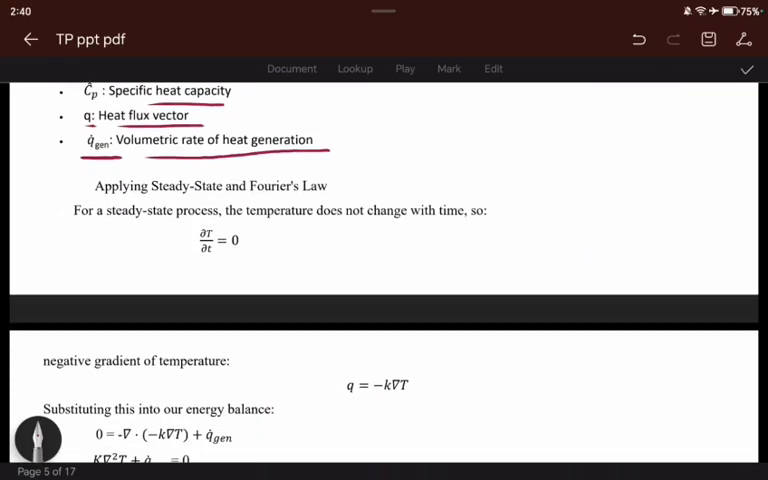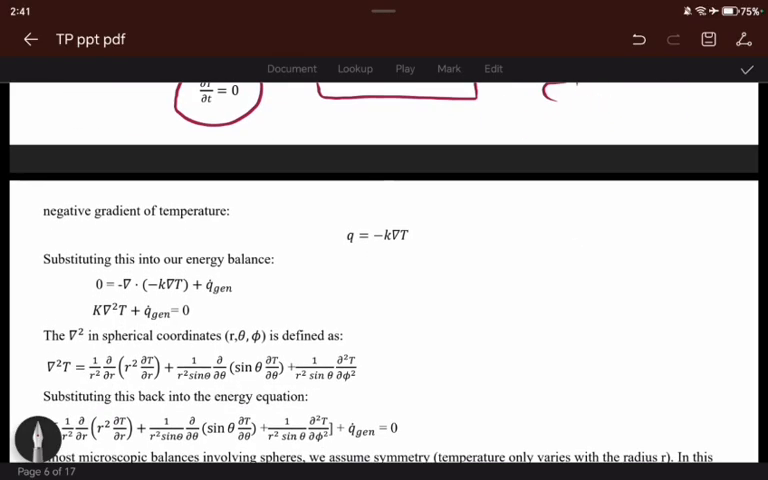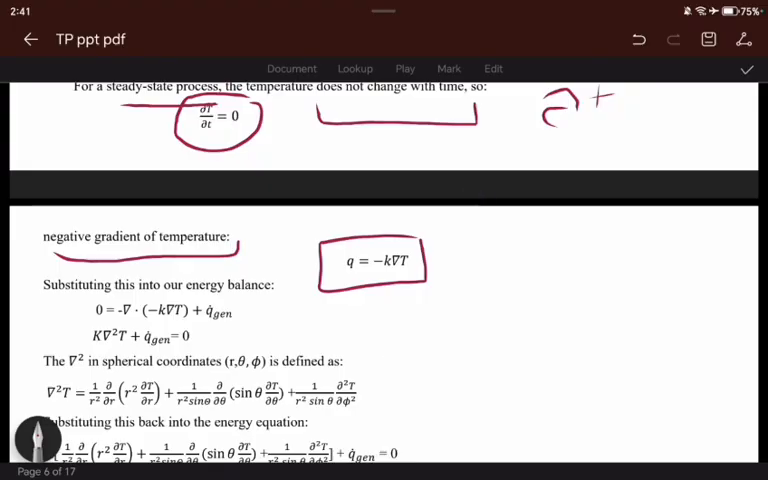Now apply the steady state and Fourier's law. We know that for the steady state process the temperature doesn't change with time, so dT by dt will be 0, as written here. The heat flux, from the negative gradient of temperature, will look like q equals minus k del T. So substitute this into our energy balance, which gives 0 equals minus del dot (minus k del T) plus q generation.